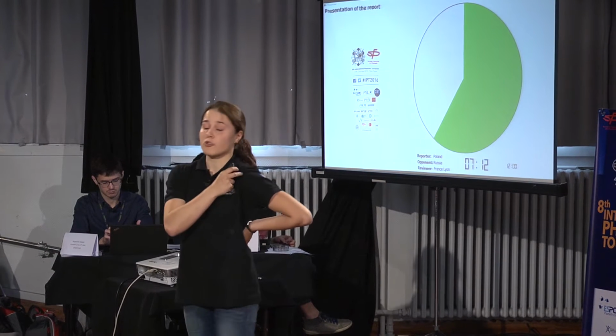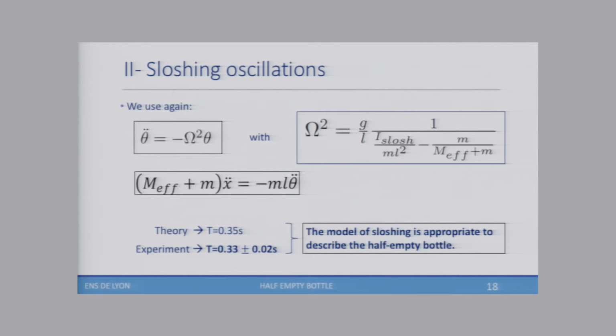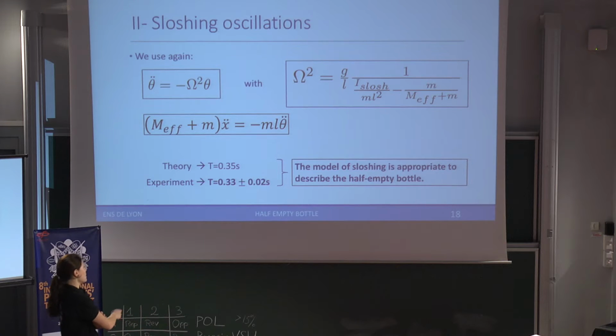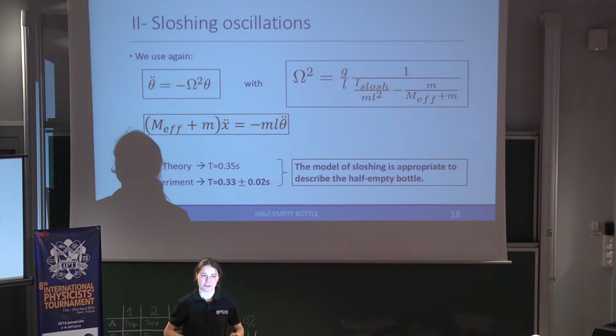So let's talk about the sloshing oscillations. We can use again the same differential equations as before, but in the angular frequency, now we have to consider the correct moment of inertia, which is defined by the sloshing. And so this theory confirms what we experimentally obtained for our bottle. So the model of sloshing is really appropriate to describe the half-empty bottle.